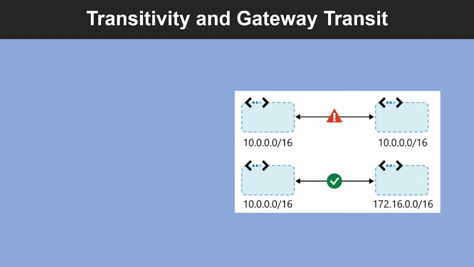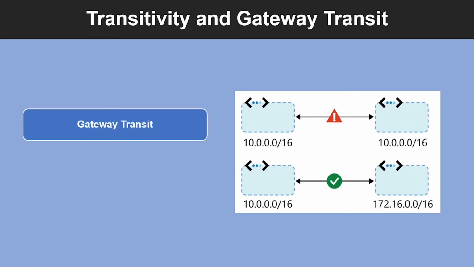Let's understand transitivity and gateway transit. Virtual network peering is non-transitive. Only VNets that are directly peered can communicate with each other. The virtual network can't communicate with the peers of their peers. Next, let's understand gateway transit. You can configure transitive connections to on-premises if you use a virtual network gateway as a transit point. Using gateway transit, you can enable on-premises connectivity without deploying virtual network gateways to all your virtual networks. This method might reduce cost and complexity.